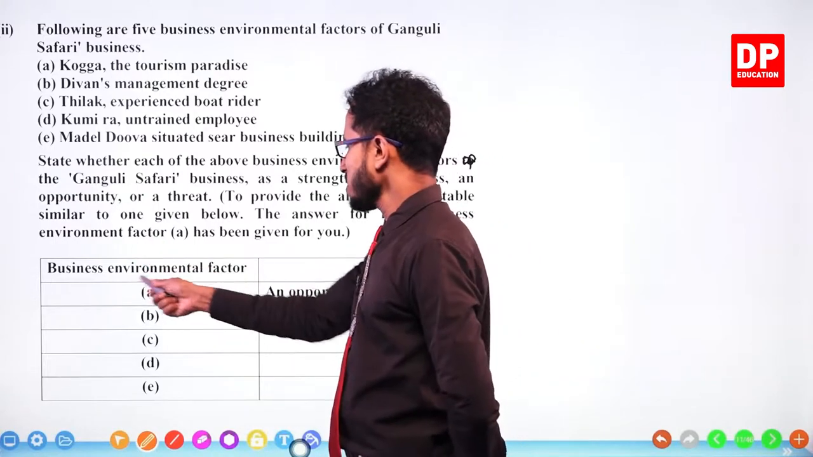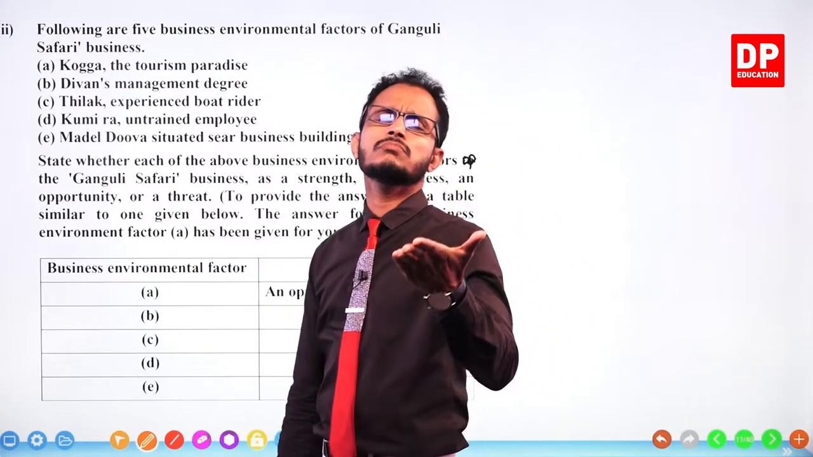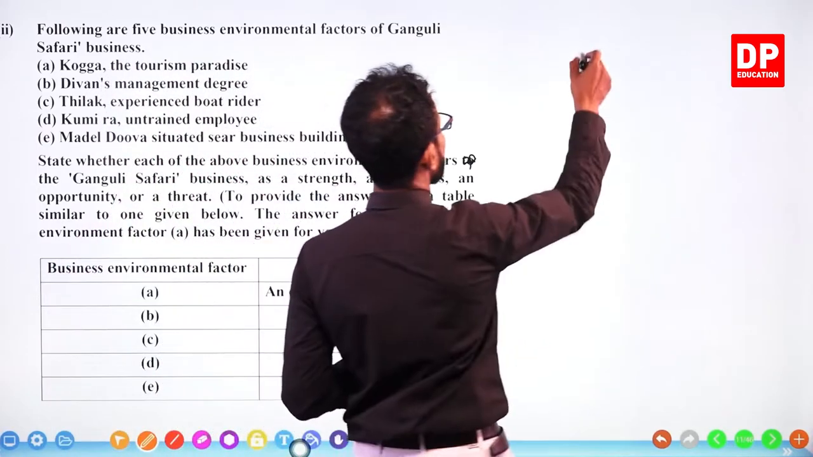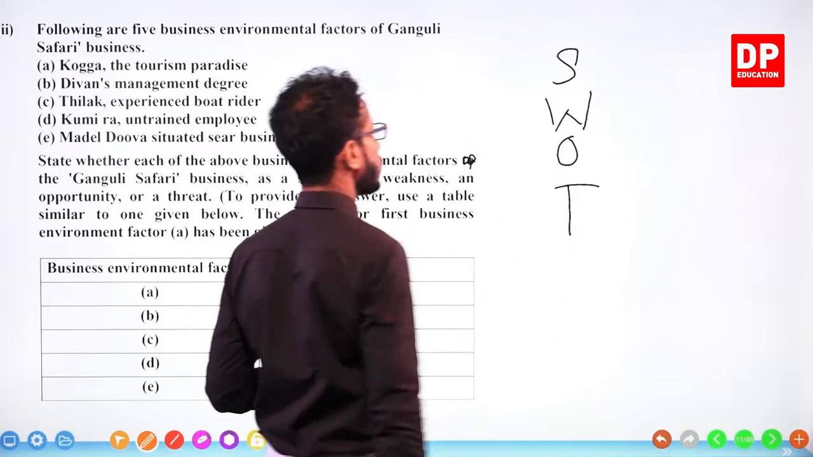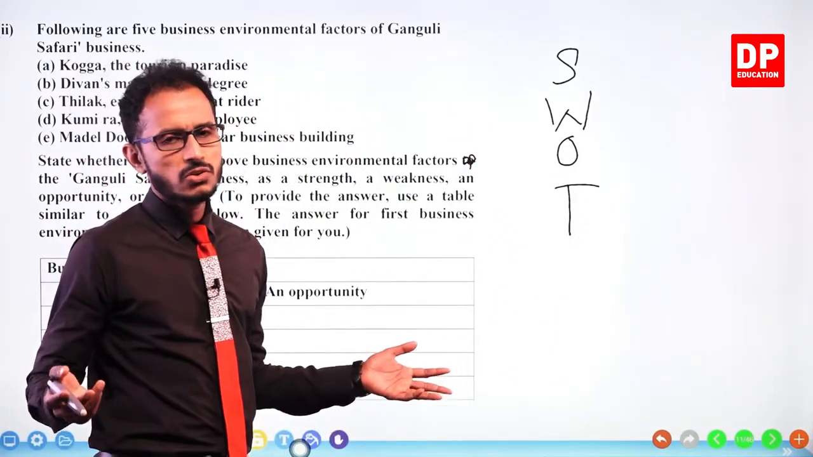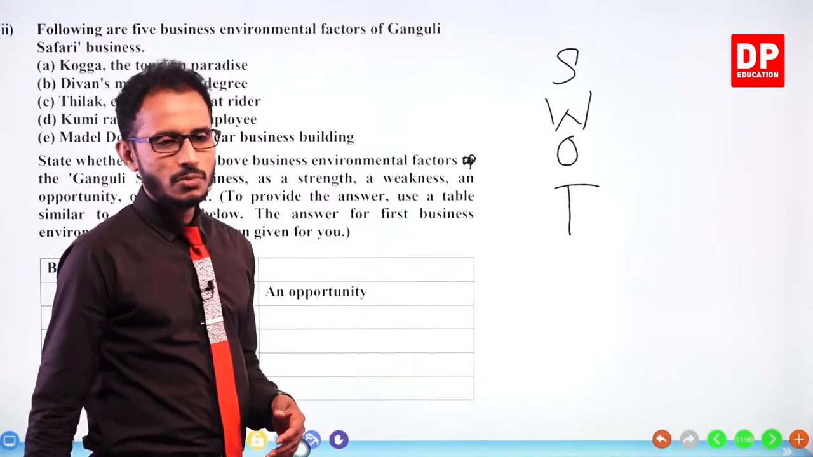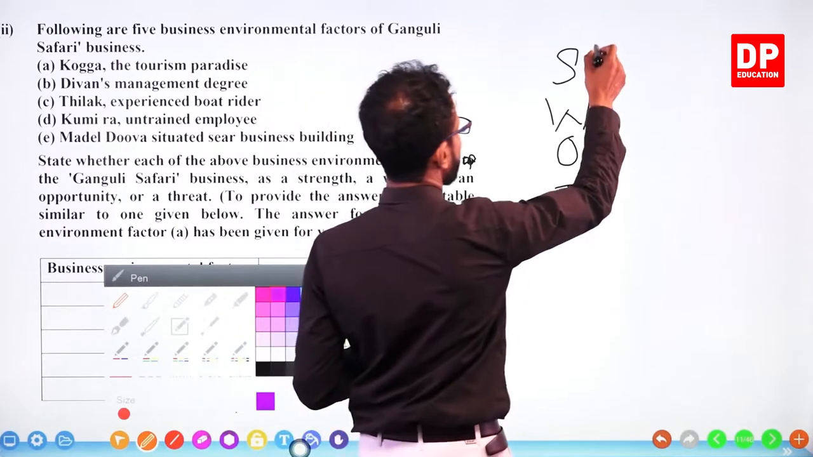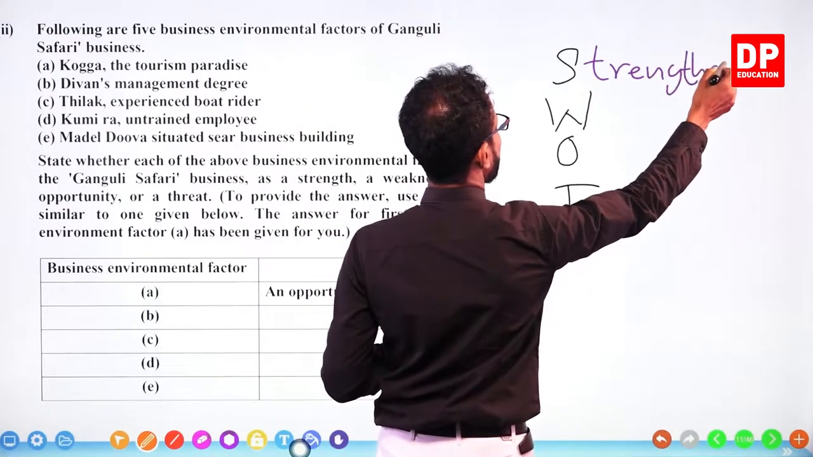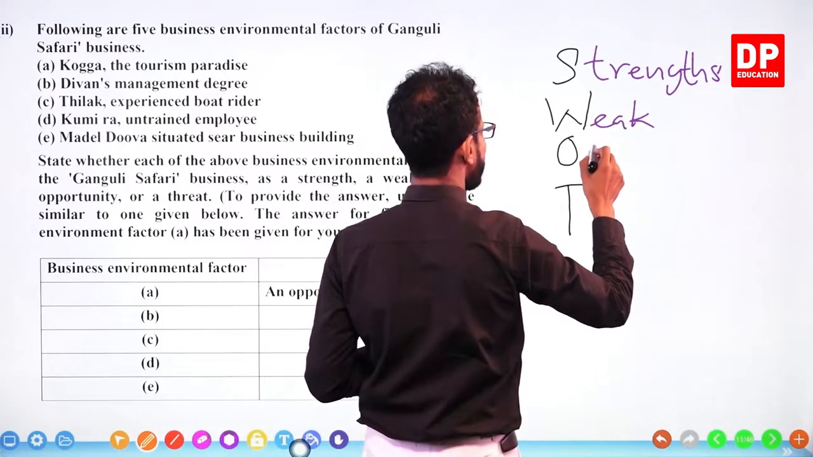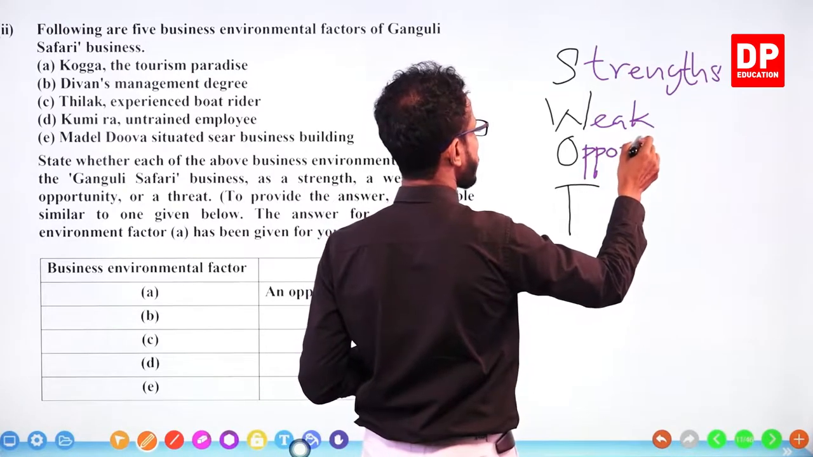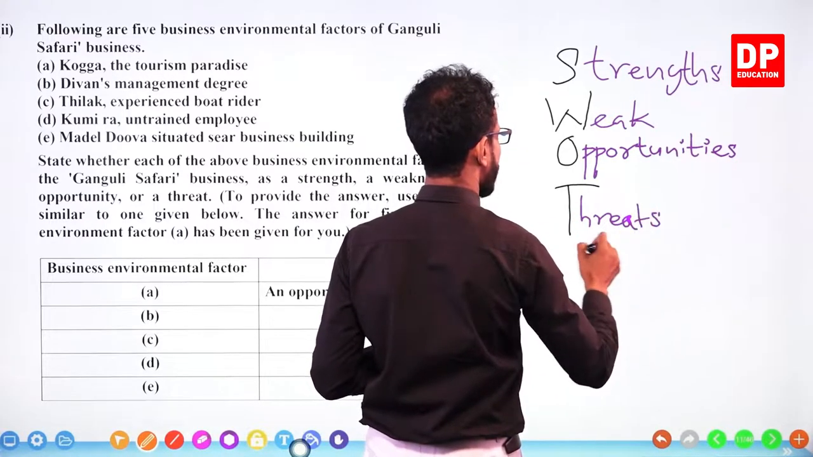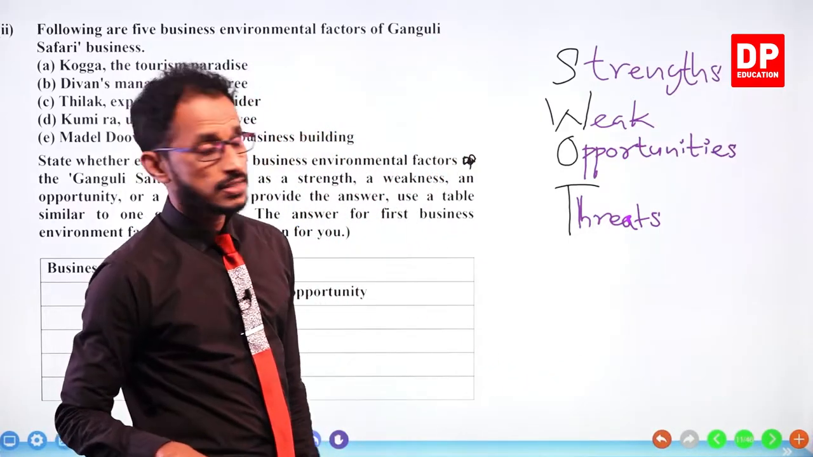Okay, no problem. Business environmental factor A. You have to identify, children. It's not me, it's you. I'm not going to face the exam, it's you. Can you remember the SWOT? Not SWRD, that is a prime minister. No, I'm talking about SWOT. What is SWOT? Strengths. Weaknesses. Opportunities. Threats. Got it? These are the SWOT.